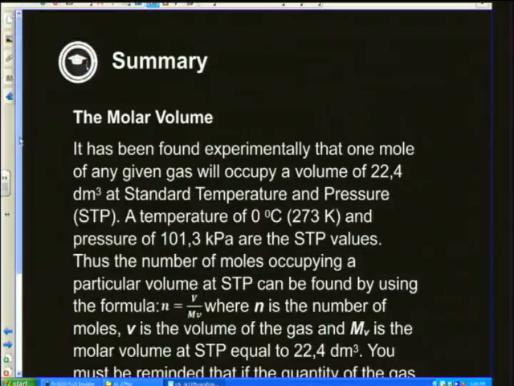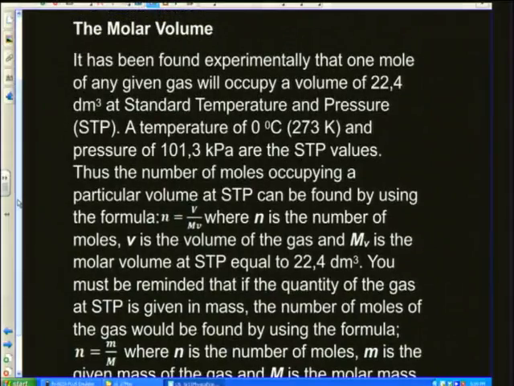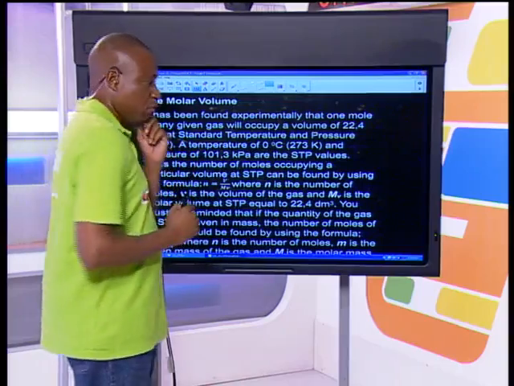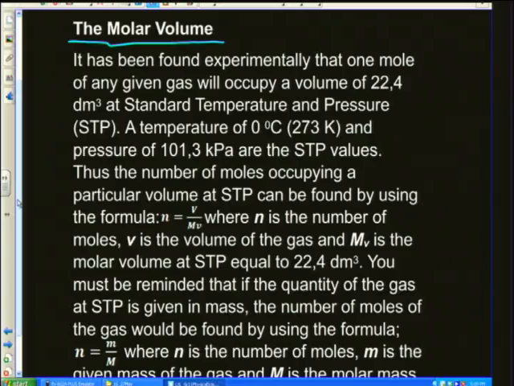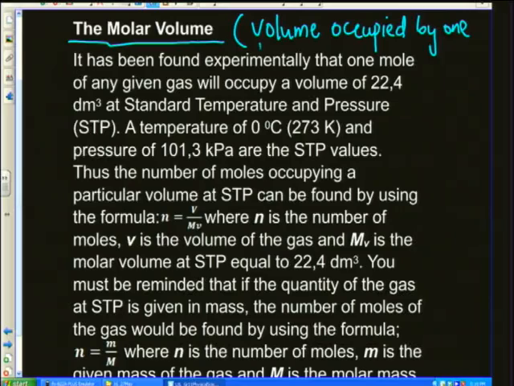Now, quickly, I want to take you through something called molar volume. You would deduce from the term itself that a molar volume is the volume occupied by 1 mole of a gas. So we call that the molar volume, the volume of 1 mole of a gas.